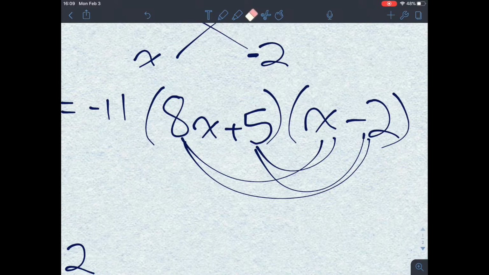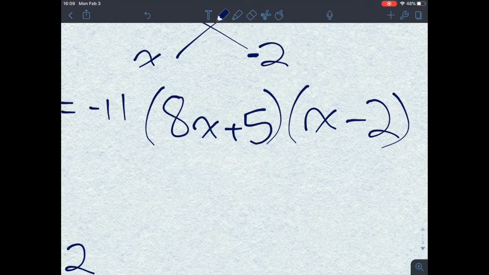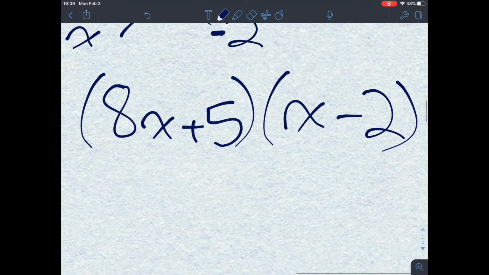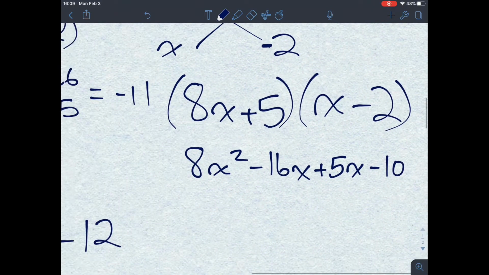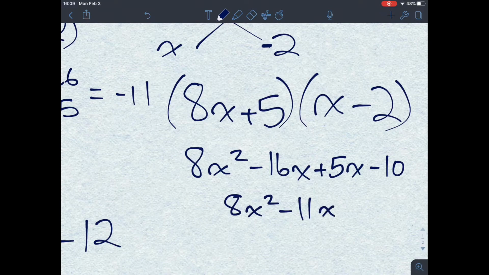It's not really the greatest thing to see, but let's try it out. 8x times x is 8x squared. 8x times negative 2 is negative 16x. 5 times x is positive 5x. And 5 times negative 2 is negative 10. And if we simplify that, we'd get 8x squared minus 11x minus 10.